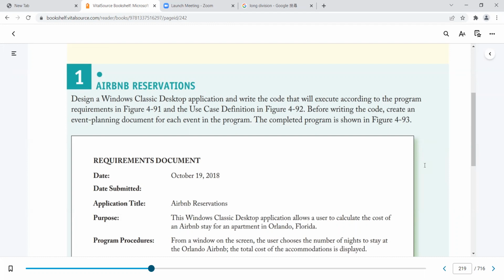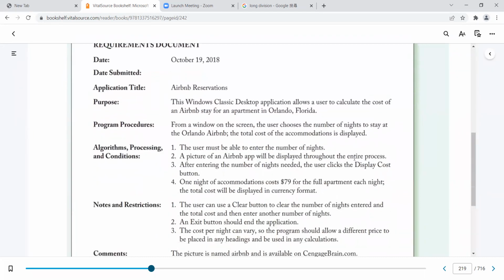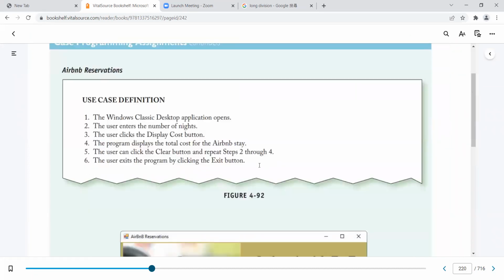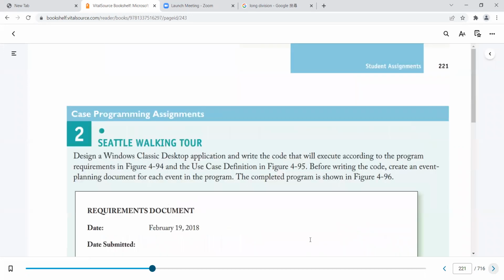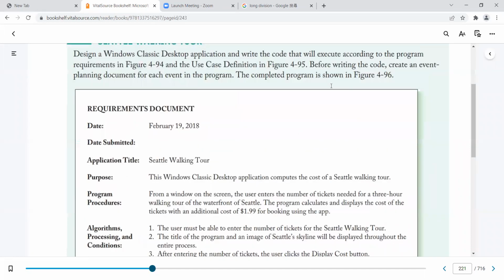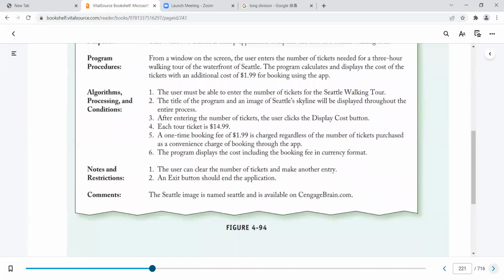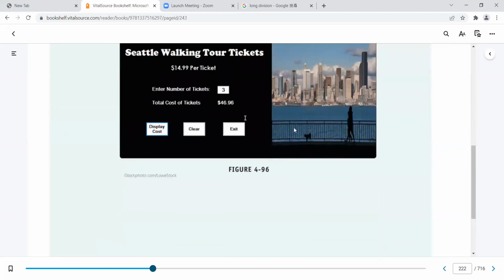So this one, Airbnb, you can either do this one. As you can see here, there's a project, case one, you will have this. Those images are from your data file. Don't use any other images. You have to use the images from the data file. So this is case one, or you can do case 2, Seattle walking tour. I have a lot of students do this one also, quite easy.